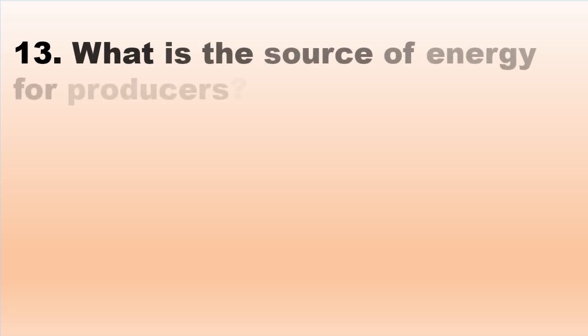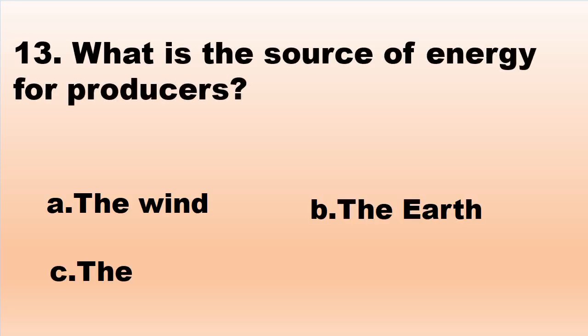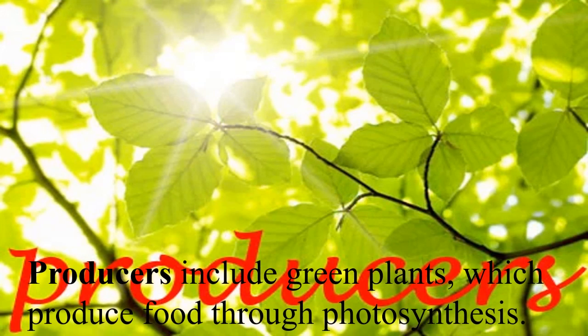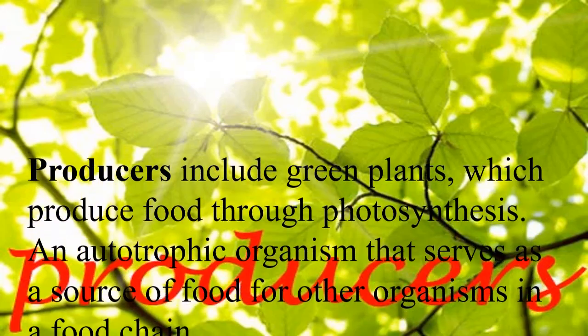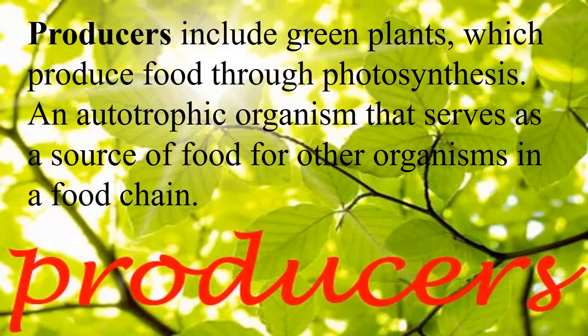What is the source of energy for producers? The wind, the earth, the sun, soil. The sun. Producers include green plants, which produce food through photosynthesis, an autotrophic organism that serves as a source of food for other organisms in a food chain.